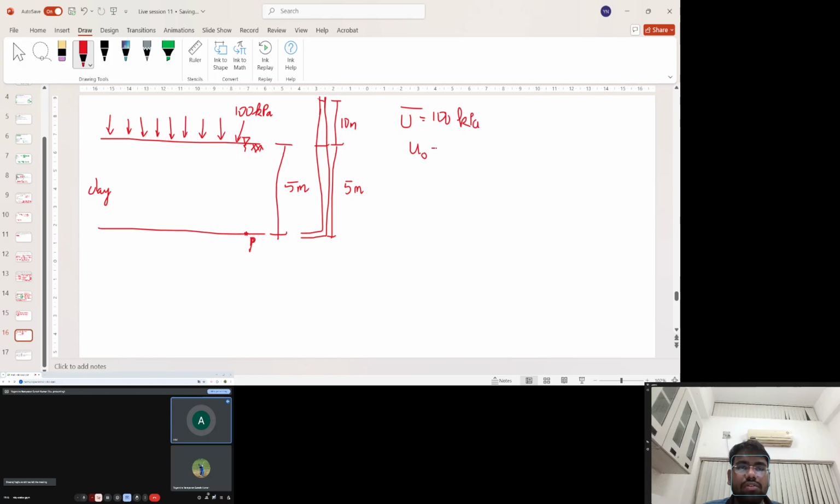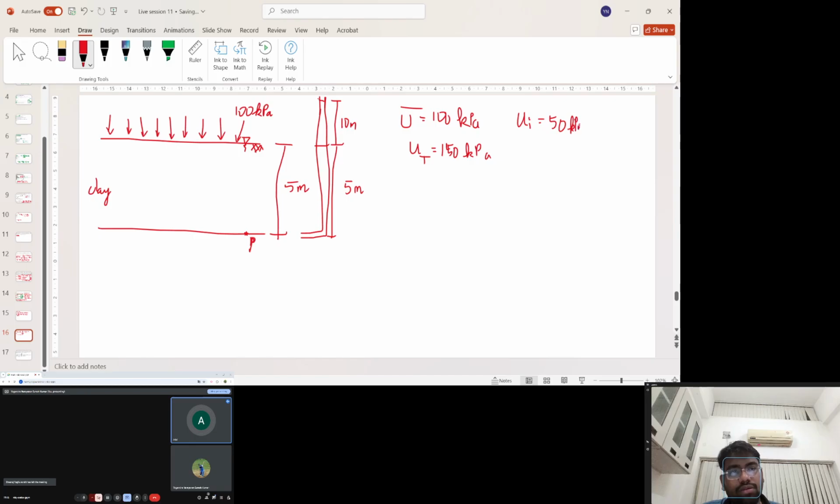And initial will be 10 plus 5 into... no, excess is 100. Total pore water pressure will be 150. Initial will be 50.